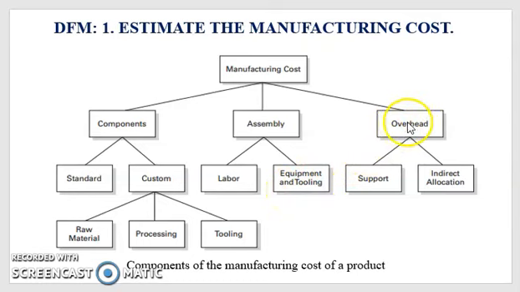The last cost as per this diagram is overhead cost. Overhead is the category used to calculate all other costs. It is divided into two groups, support cost and indirect allocations. Support costs are related to material handling, quality assurance, purchasing, shipping, receiving facilities, and equipment and tooling maintenance. These are the support systems required to manufacture a product. These costs depend upon the design of the product.